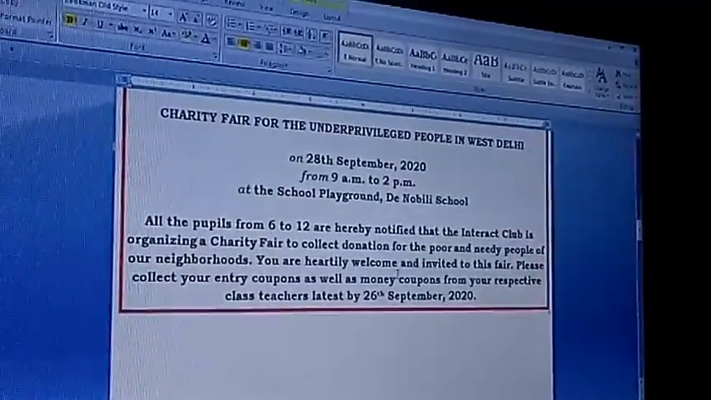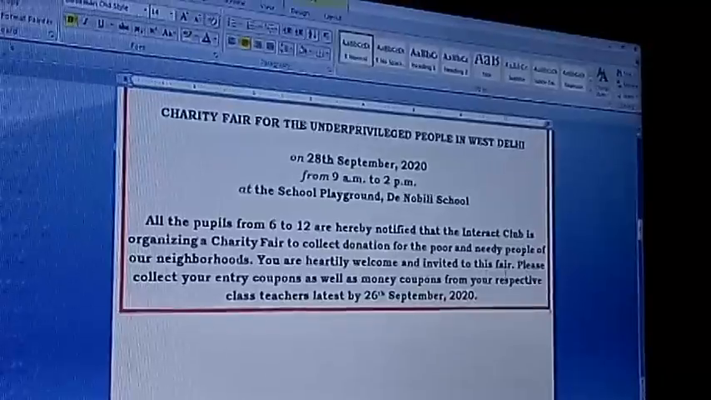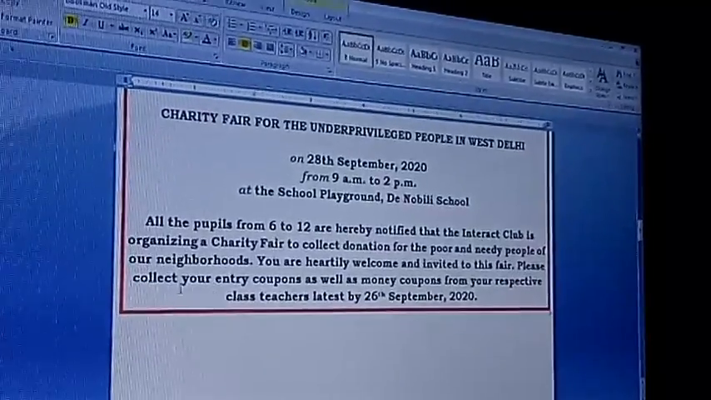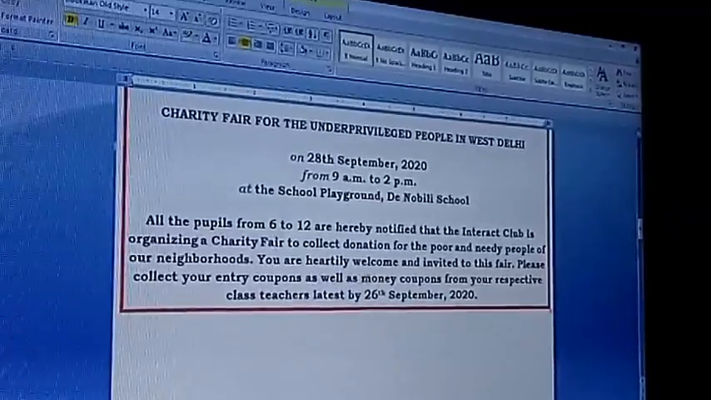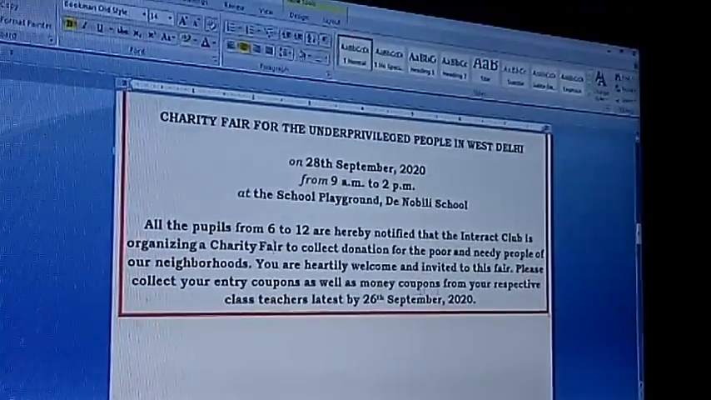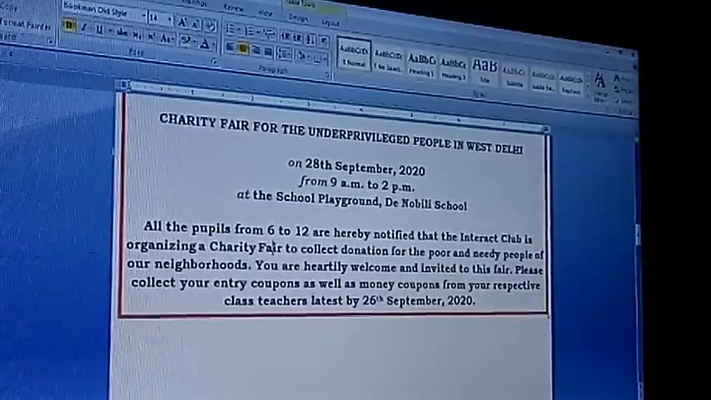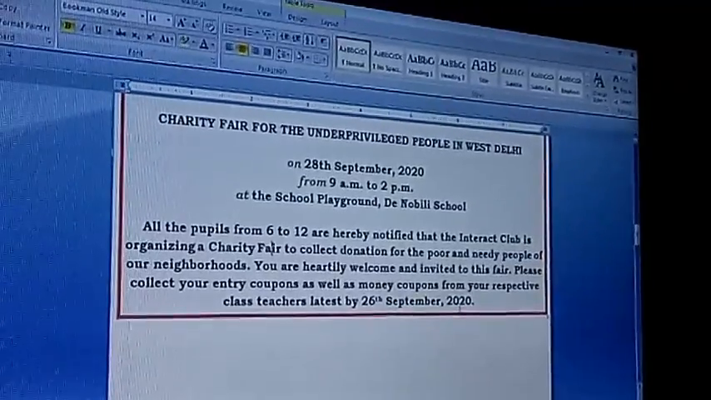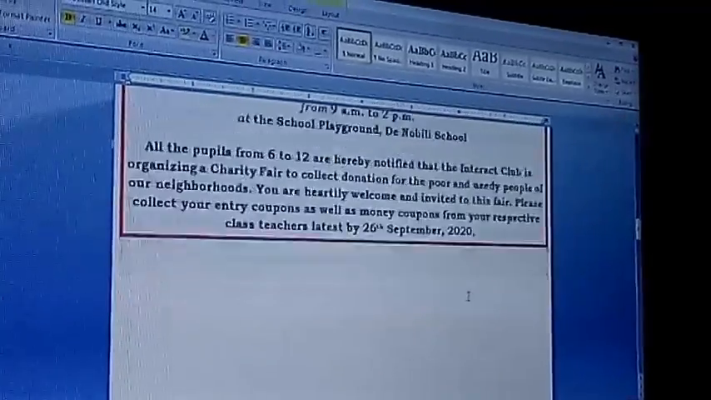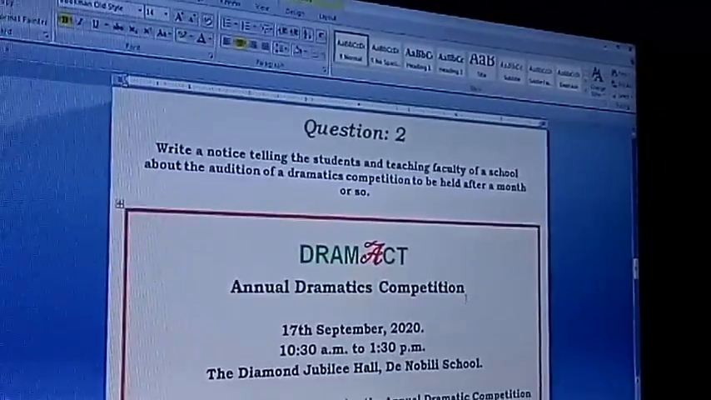You are heartily welcome and invited to this fair. It's a fair like a fete. Please collect your entry coupons as well as money coupons, with which you will buy your food, from your respective class teachers latest by 26 September 2020. Got it?